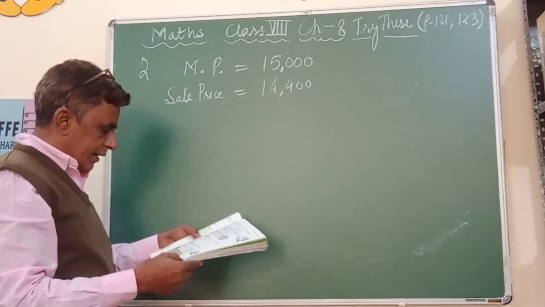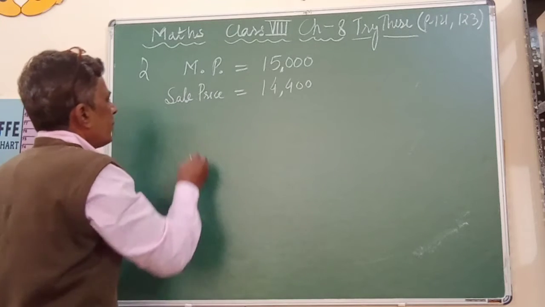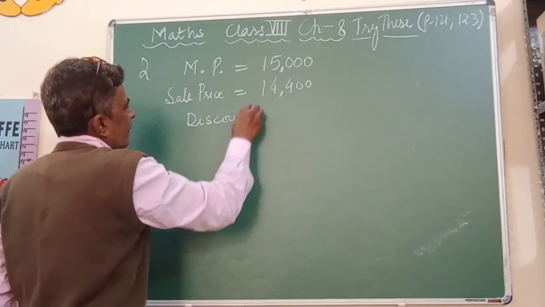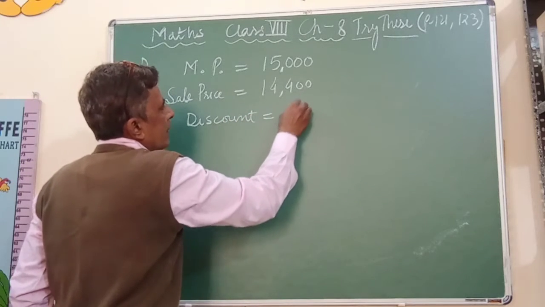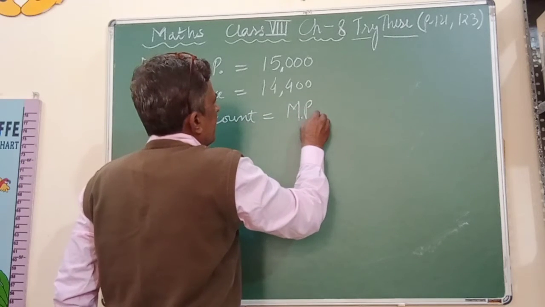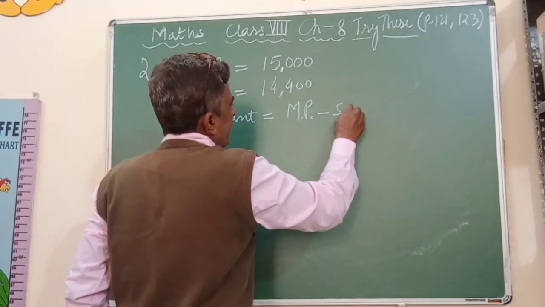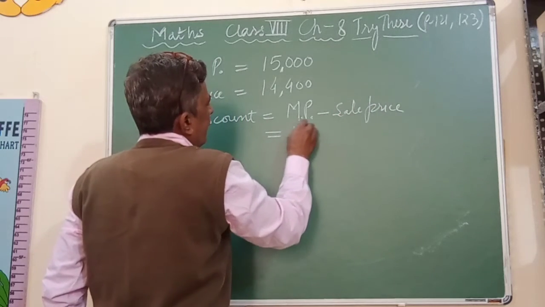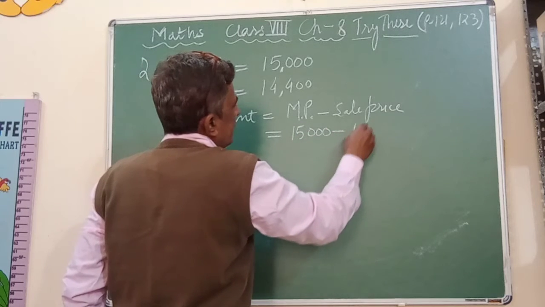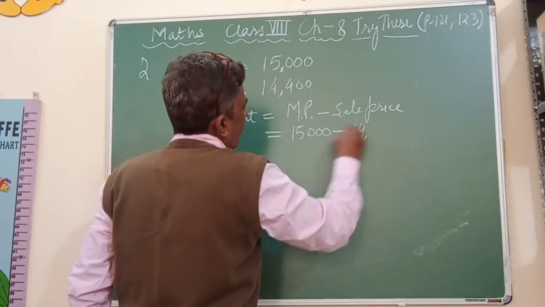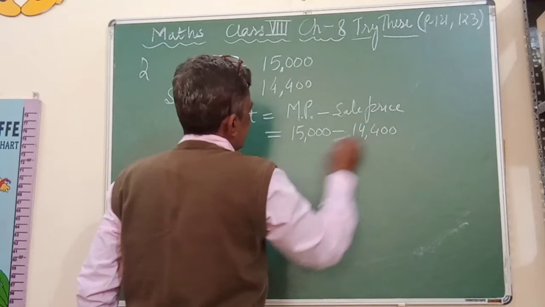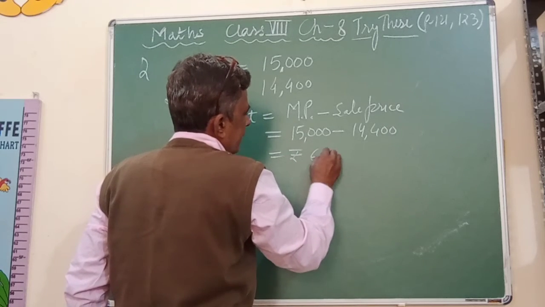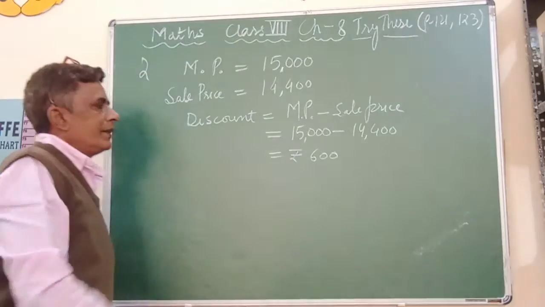Find the discount given and the discount percentage. Okay, discount is equal to MP minus sale price. 15,000 minus 14,400 rupees, 600. This is the discount.